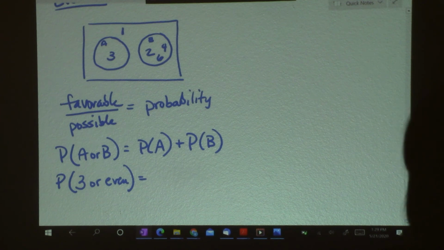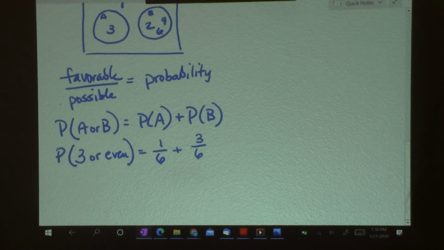Okay? So what's the probability of rolling a 3? Well, there's 6 numbers on the die, so that would be 1 out of 6. One favorable result possible out of 6 numbers. And then how many do I have that are even? Well, 2, 4, and 6. I've got 3 out of 6. So I'm going to add those two together. And I get 4 out of 6, which is 2/3.